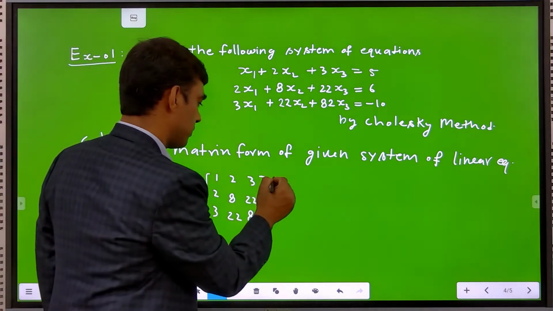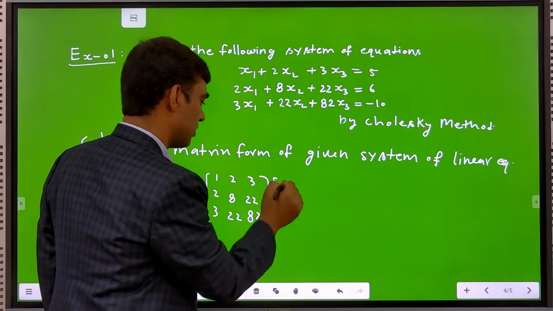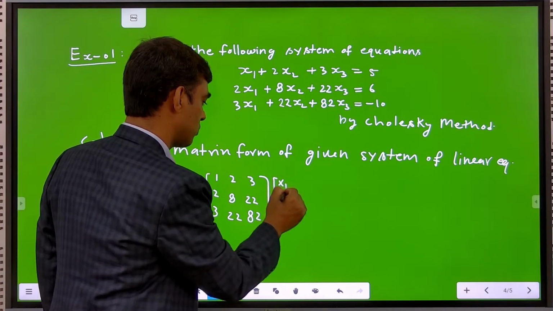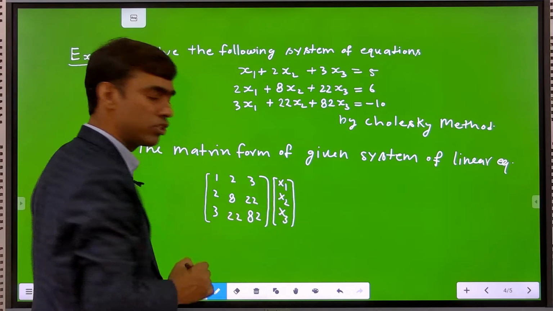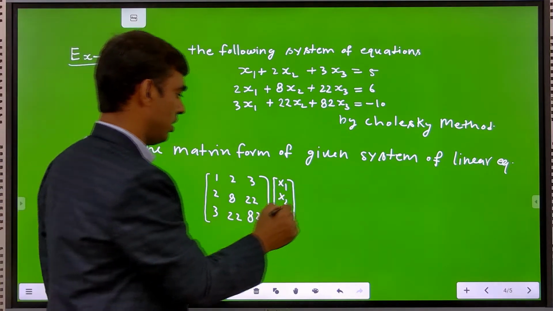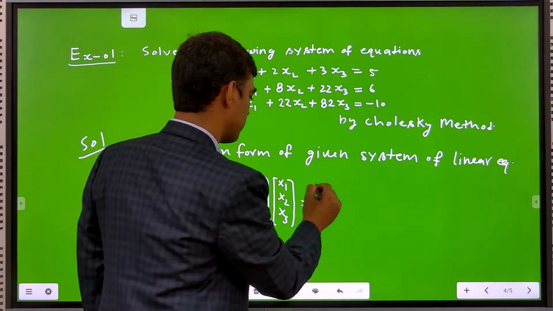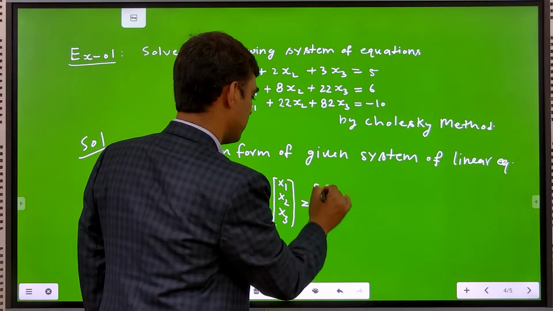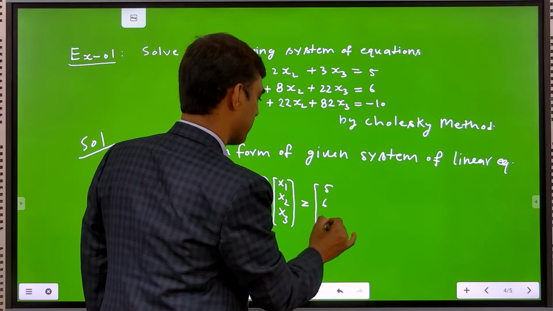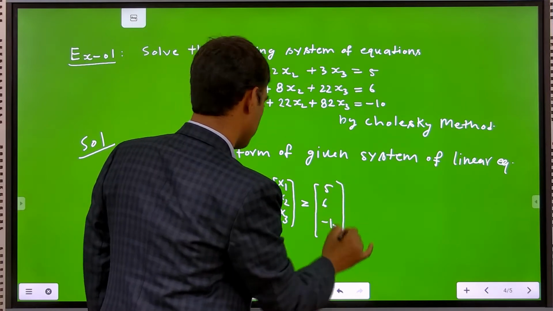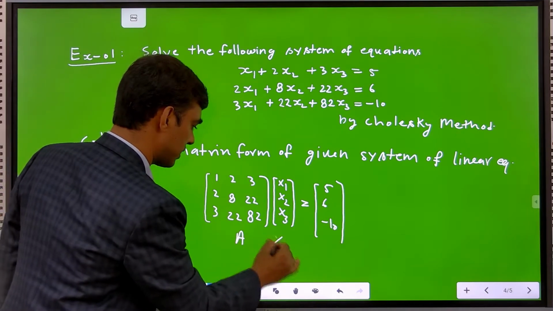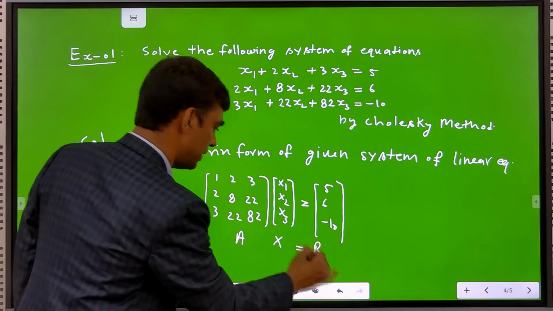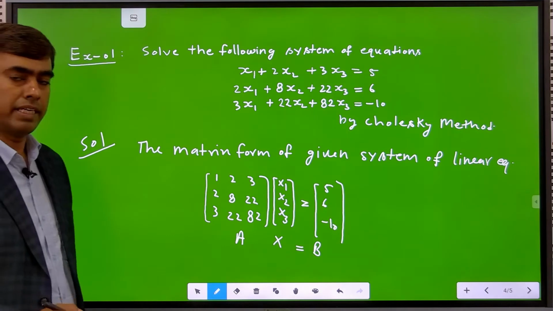Then we write the vector of unknowns, x1, x2 and x3. And what is the right hand side? The right hand side is 5, 6, minus 10. If we denote this matrix by A, this vector by x, and this one by capital B, then this becomes Ax equals B.